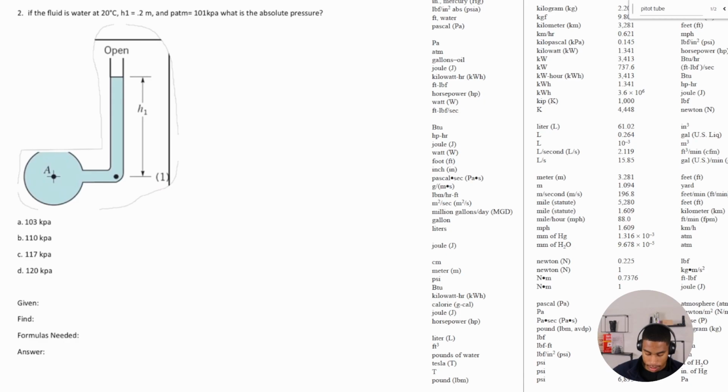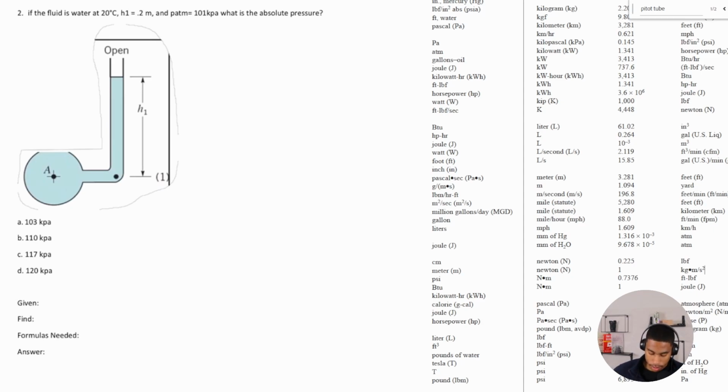All right, this one says, if the fluid is water at 20 degrees Celsius and height 1 is 0.2 meters and atmospheric pressure is 101 kPa, kilopascals. What is the absolute pressure? All right.